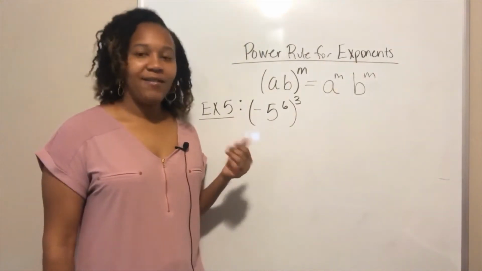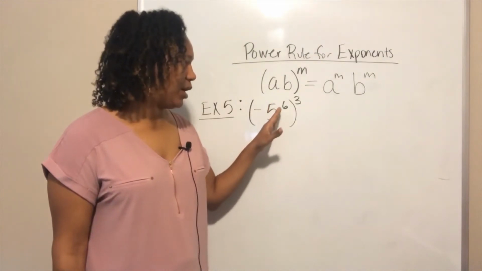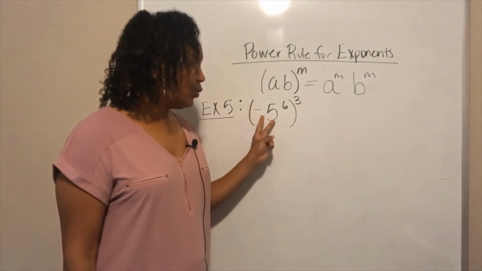Now example 5 is a little bit tricky because it looks like only one thing being raised to a power to another power, but there's actually more than one thing right here.